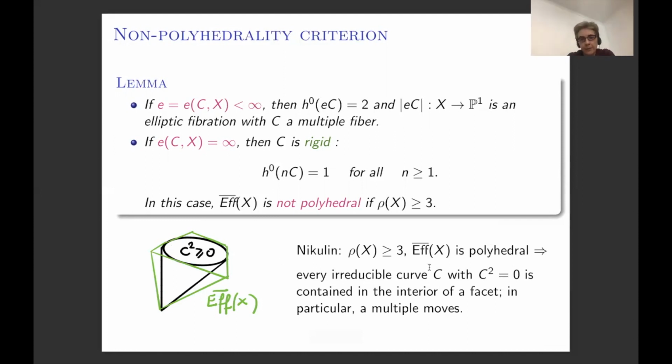So if the effective cone is polyhedral, then the only way a ray lying on the boundary of this round cone, corresponding to a curve with self-intersection 0, can occur is if this curve is contained in the interior of a facet. So we can write a multiple of this curve as a combination of some negative curves. So in particular, a multiple moves. So if the curve is rigid, then the effective cone cannot be polyhedral if the Picard number is at least 3.